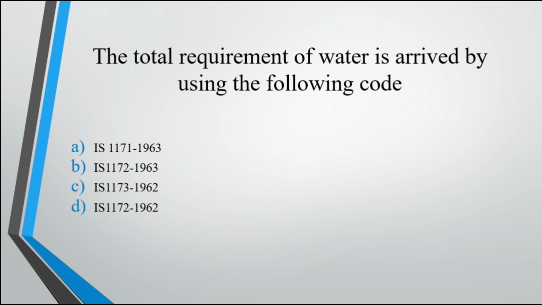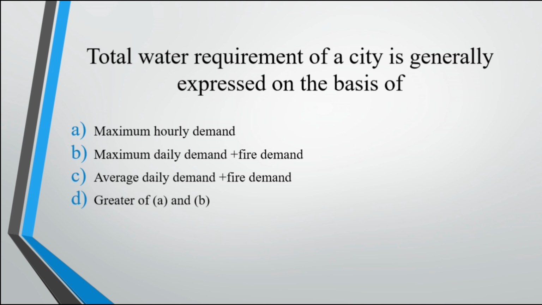Next question, the total requirement of water is arrived at by using the following code. Option A, IS 1171-1963. Option B, IS 1172-1963. Option C, IS 1173-1962. Option D, IS 1172-1962. So the correct answer is option B, IS 1172-1963.